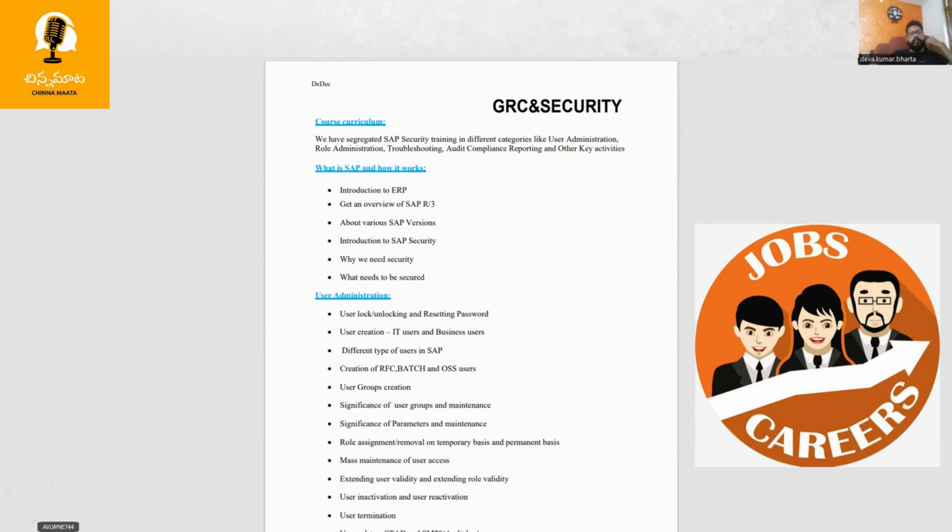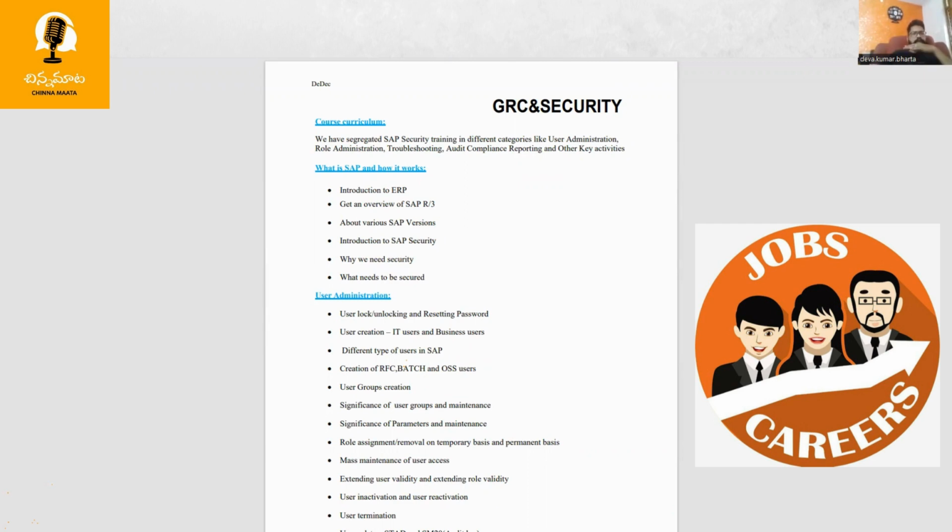So what SAP security roles and responsibilities means is, our job is very simple, and we will be using some 20 to 30 transaction codes. No programming knowledge is required, only user level restriction and role level restriction.